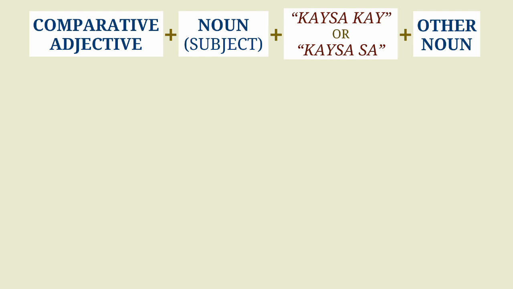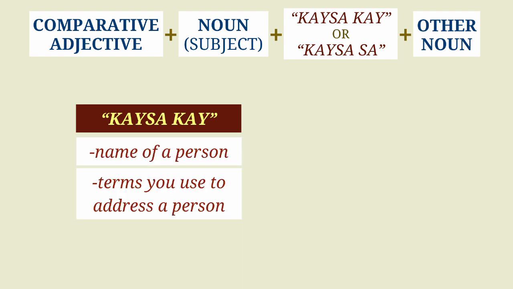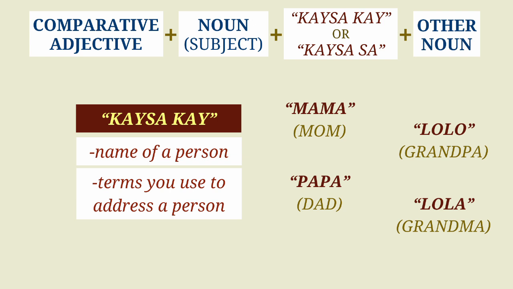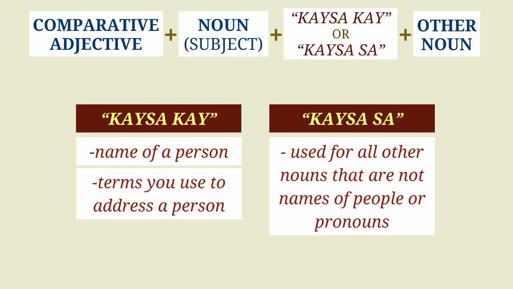So what is the difference between Kaysa kay and Kaysa sa? Kaysa kay is used if the noun that you are comparing the subject to is a name of a person, or terms that you use to address a person like mama or papa, which is mom or dad, lolo or lola, or grandpa and grandma. If the noun does not fall into any of those categories, you must use Kaysa sa.